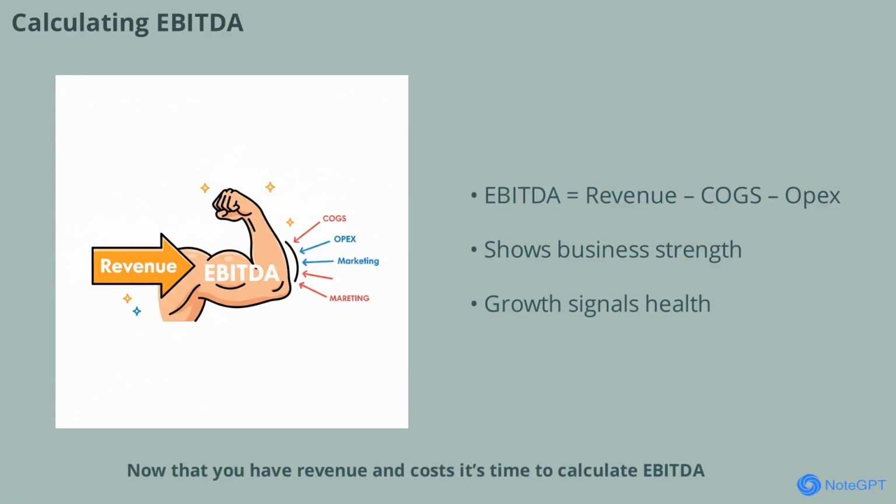Now that you have revenue and costs, it's time to calculate EBITDA, which stands for earnings before interest, taxes, depreciation, and amortization. The formula is straightforward. EBITDA equals revenue minus COGS and operating expenses. This number is crucial because it shows how strong the business is before considering interest, taxes, and non-cash items. If EBITDA is growing, it's a good sign that the business is healthy at its core. This step helps you assess the company's operational strength and profitability.